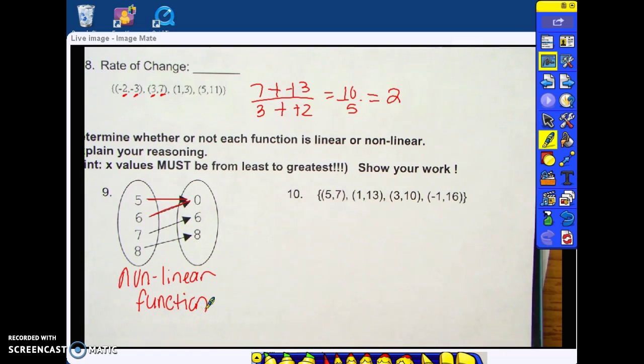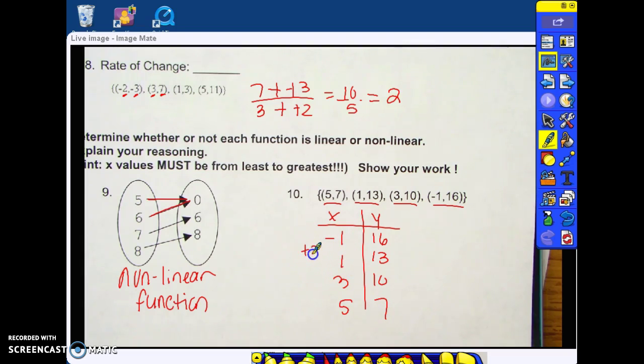And number 10, first we have to put our x values in order from least to greatest in order to determine whether this is linear or nonlinear. Negative 1 goes with 16. 1 goes with 13. 3 goes with 10. 5 goes with 7. To go from negative 1 to positive 1, you add 2. To go from 1 to 3, you add 2. 3 to 5, you add 2. 16 to 13, subtract 3. 13 to 10, subtract 3. 10 to 7, subtract 3. So this is negative 3/2. I have a constant rate of change, which gives me a linear function.